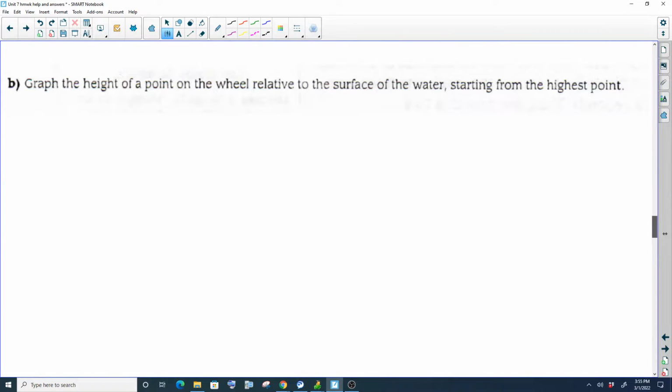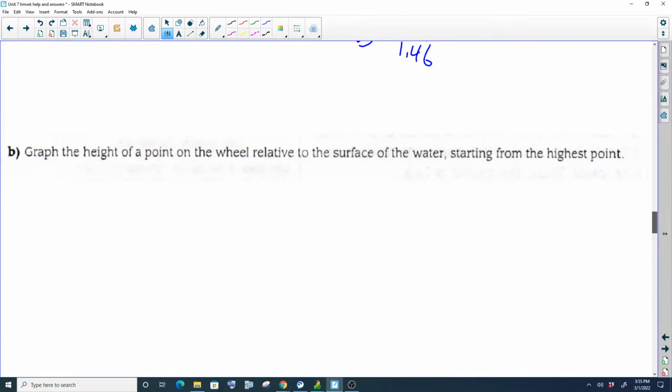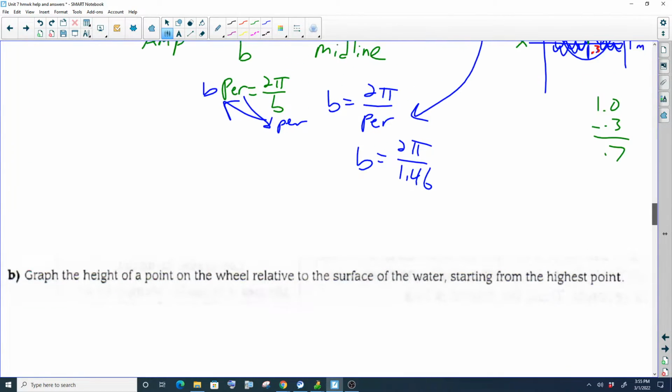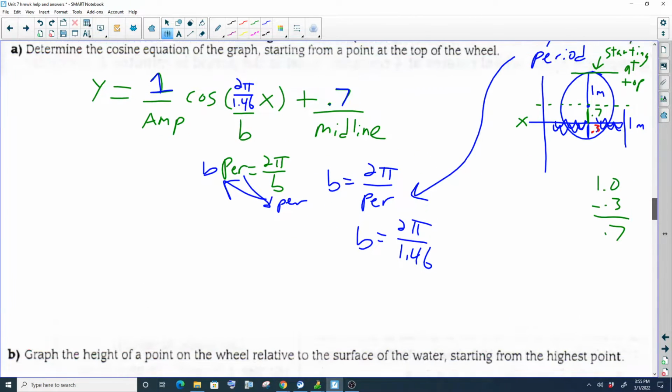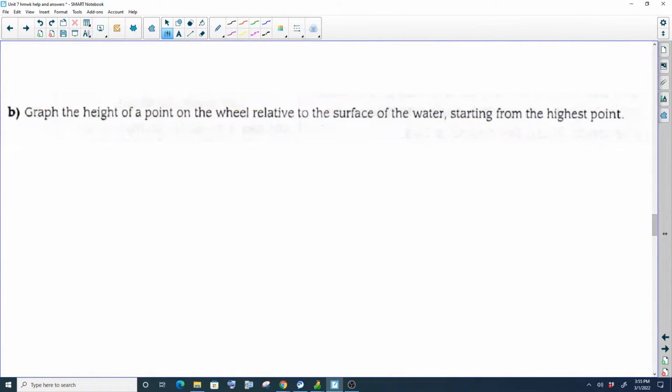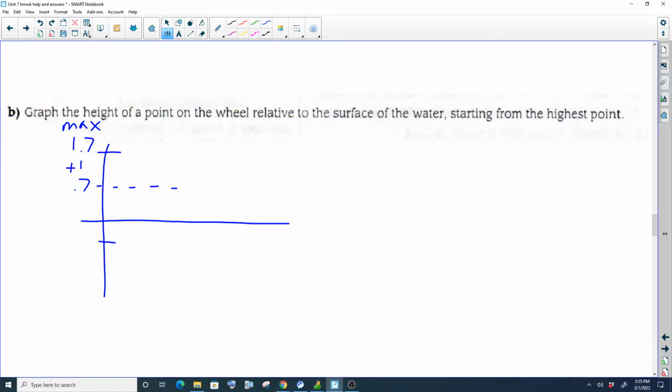Graph the height of the point on the wheel relative to the surface of the water, starting with the highest point. So the highest point of our wheel, what's our maximum? Our maximum is going to be up here. If the midline was 0.7 and the radius was plus 1, the maximum will be 1.7. And then the minimum is going to be down here at negative 0.3 because it's submerged below the water.